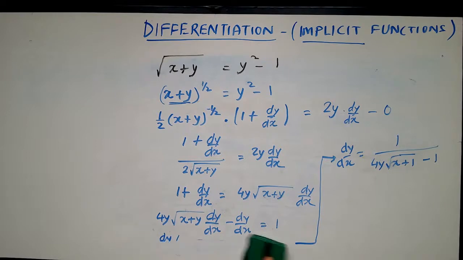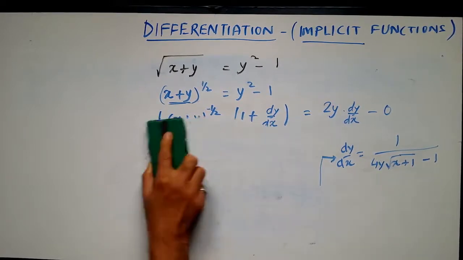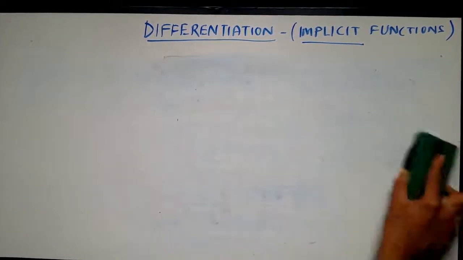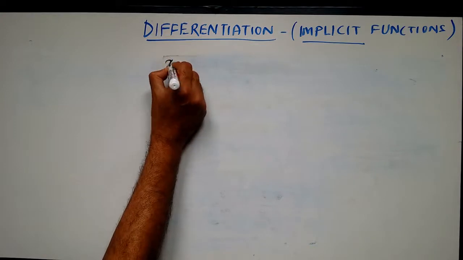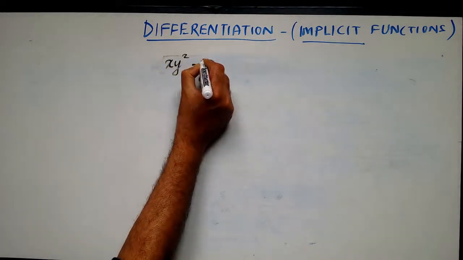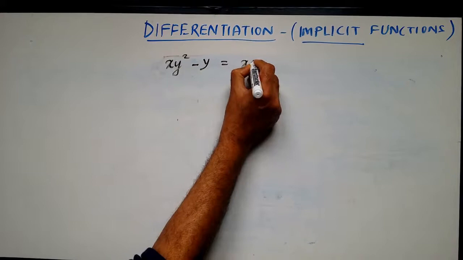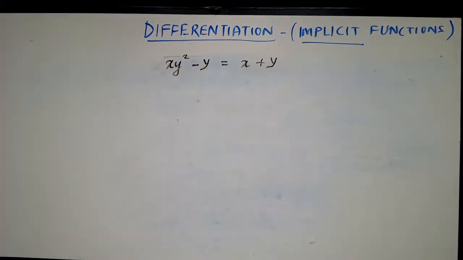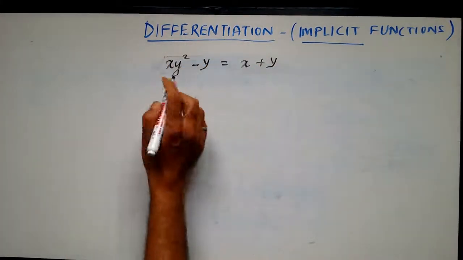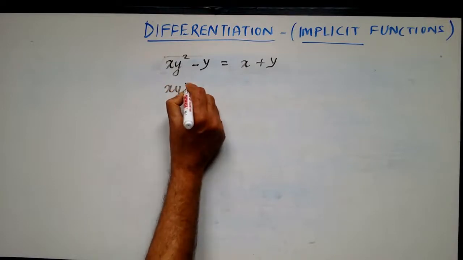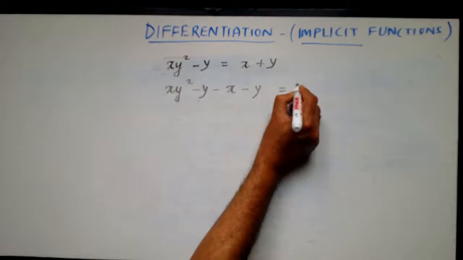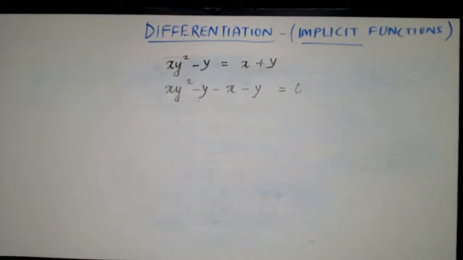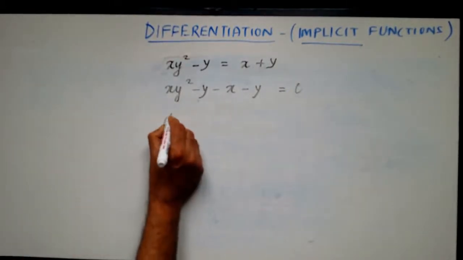Now let's take one example applying rule number 2. So let's take an expression xy squared minus y is equal to x plus 4. Now it says that first of all you have to bring all the terms on one side. So let's bring all the terms on one side: xy squared minus x minus y minus 4 is equal to 0. Now let's see how we get dy by dx.